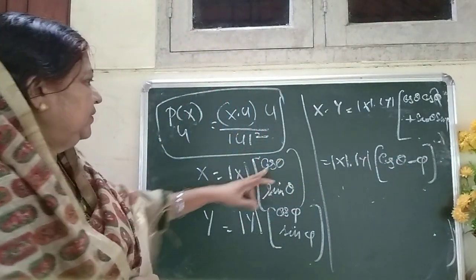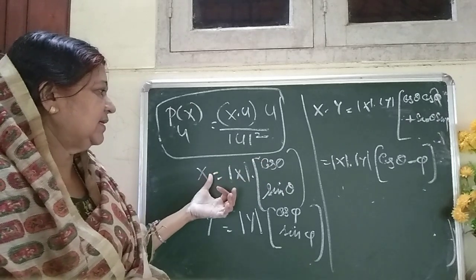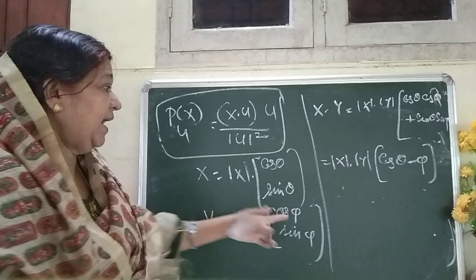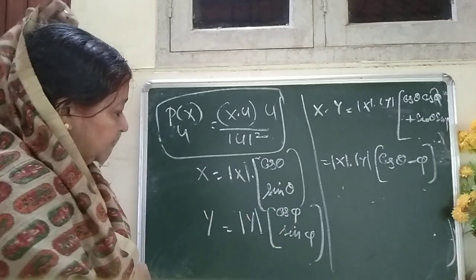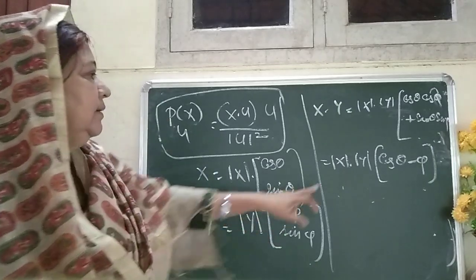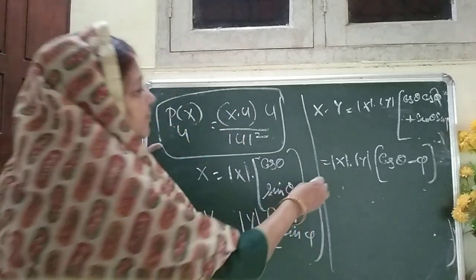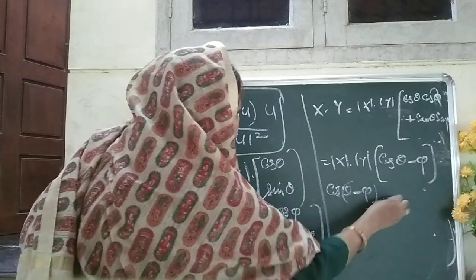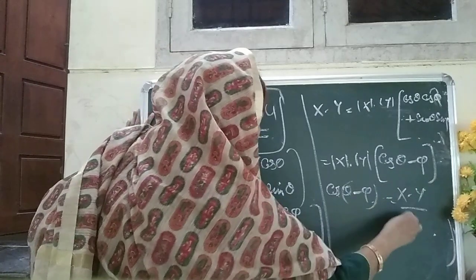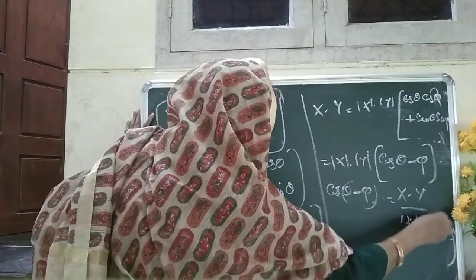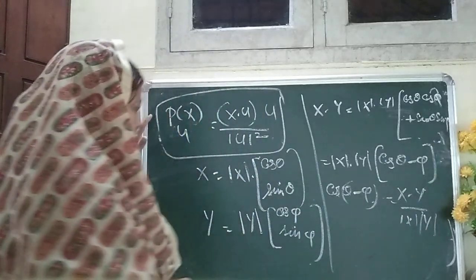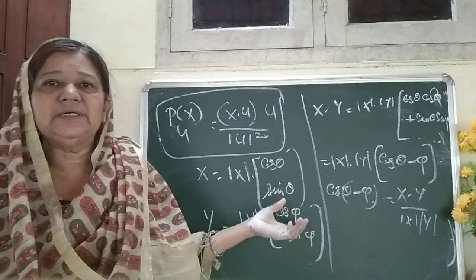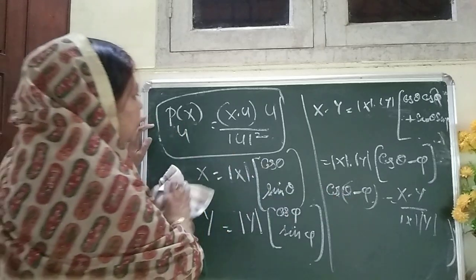Therefore, if theta is the angle for the vector x and phi is the angle for y, then cos theta minus phi equals x dot y by modulus of x into modulus of y. Thus, we can find the angle between the two vectors by means of this formula.